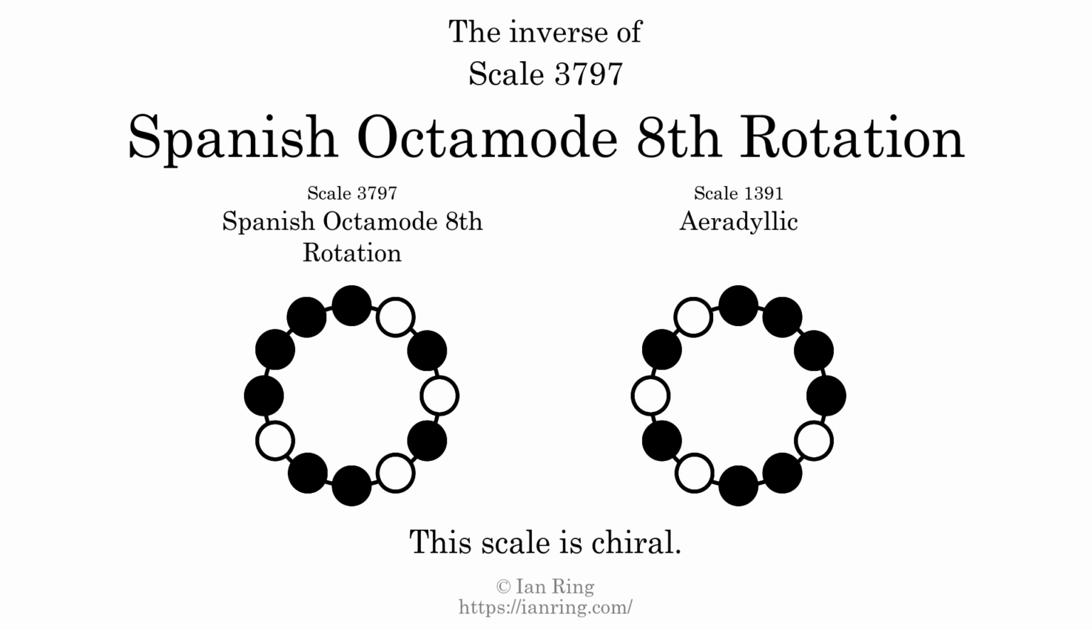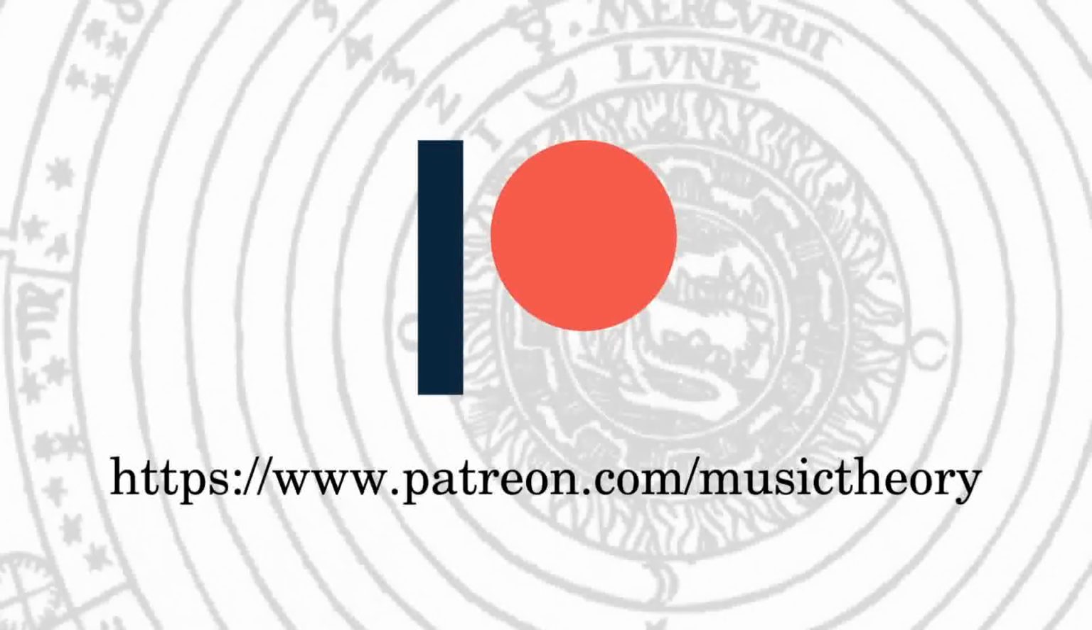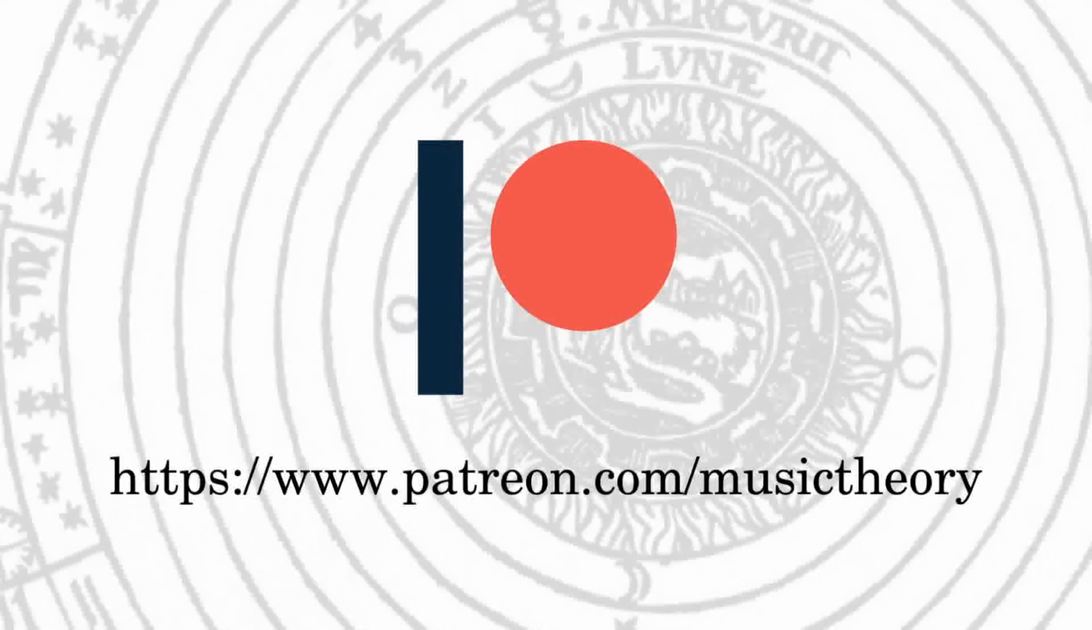The inverse of a scale is a mirror image. It is what you get when the sequence of intervals is reversed. The inverse of this scale is scale 1391, also known as ergodilic. This scale is chiral. It cannot transform into its inverse by rotational transformation. This scale has no rotational symmetry. For even more detail about this scale, visit ianring.com/musictheory/scales/3797.